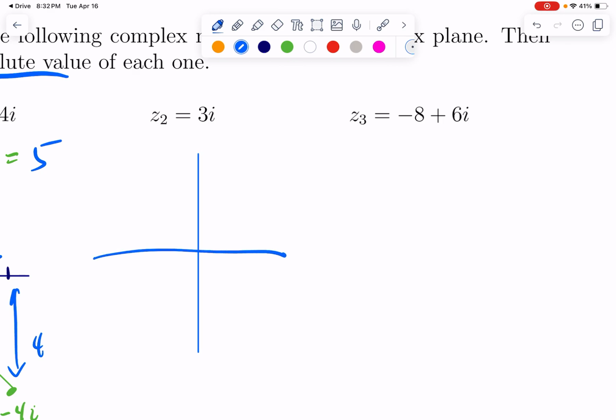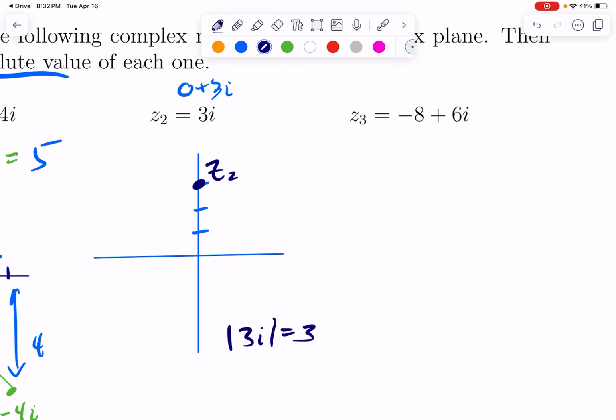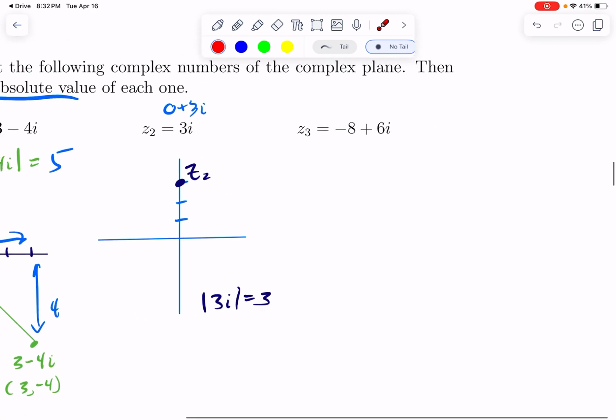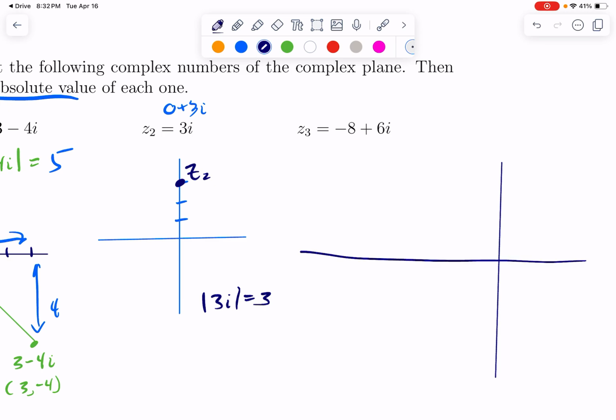3i we can think of as 0 plus 3i. We're just going above our center point. So this is where z2 is. And hopefully you see without even a formula, well, that's 3 units away from 0. For this one, we would go 8 units backwards in the real direction and 6 units up in the imaginary direction. It would be here.